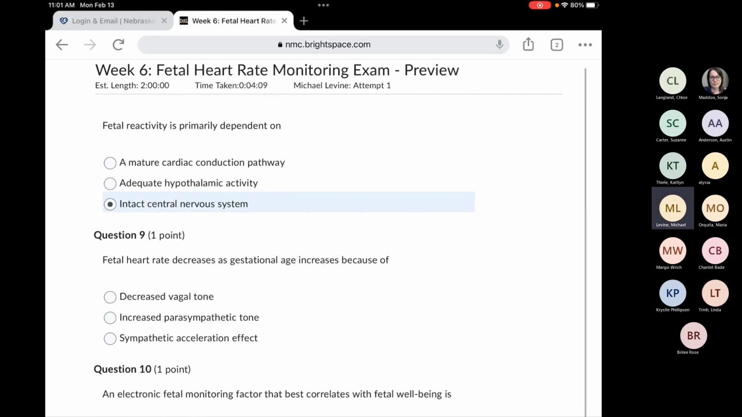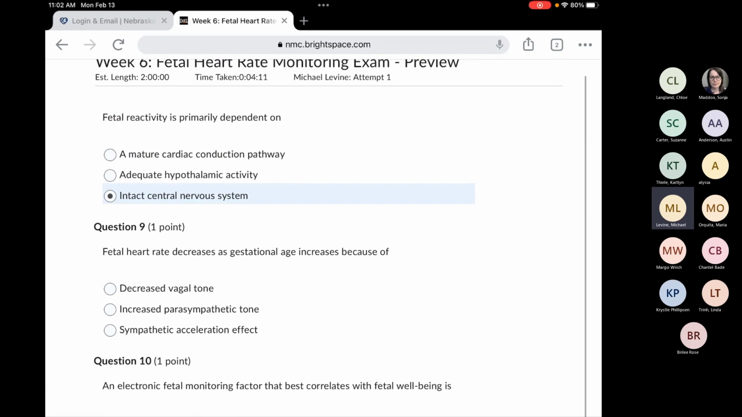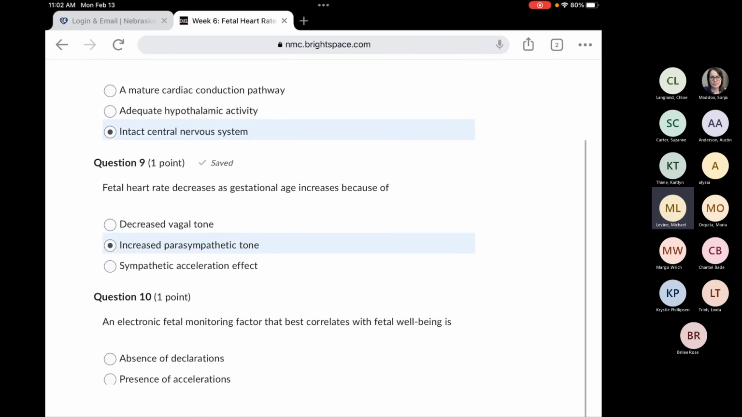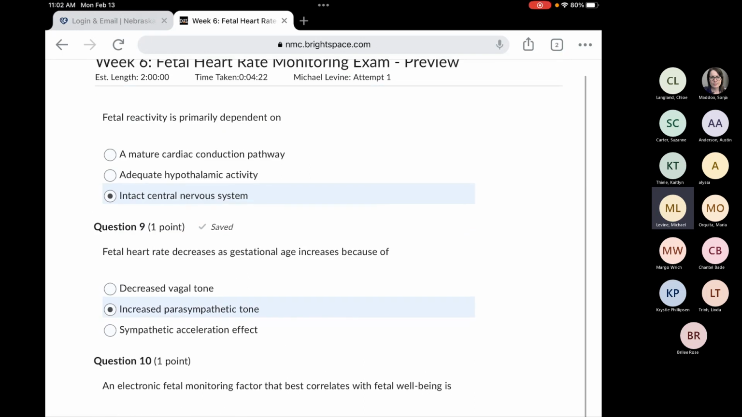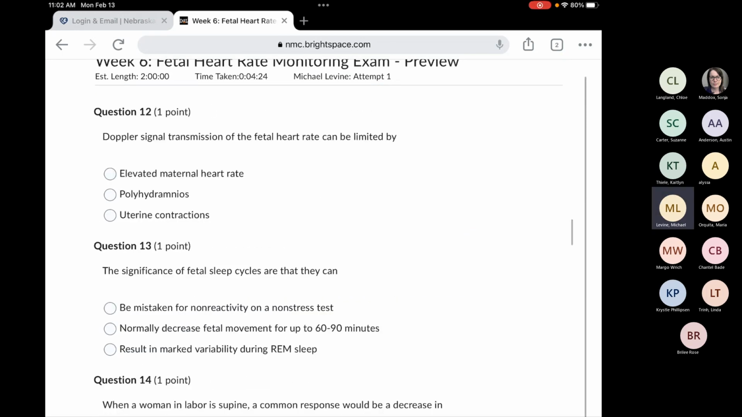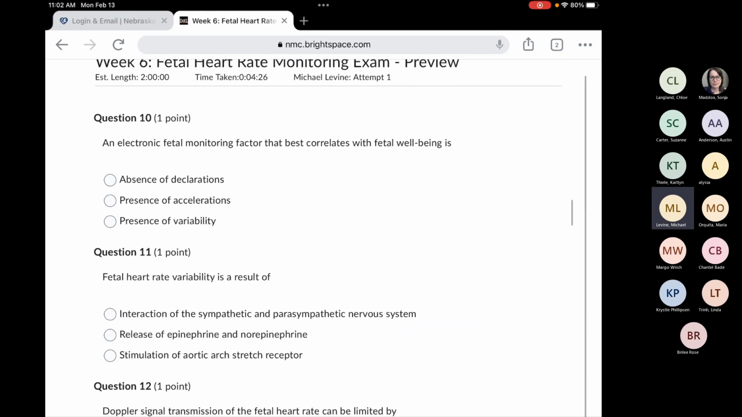Number 9, fetal heart rate decreases again as gestational age increases because of increased parasympathetic tone. I just want to make sure everybody gets that. I put 3 of those on this little quiz just to kind of go over that with you. And let's see if I can get to number 10 here.